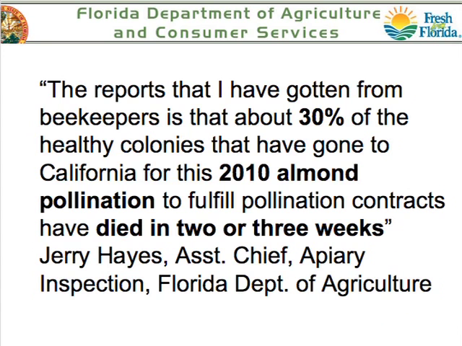Some people say, like my daughter, I had a conversation with her yesterday, she said, I thought things were better. Well, they're not. They actually continue to occur, and this is an inspector from the Department of Agriculture in Florida. What he heard is that all the bees went to pollinate almonds in California in 2010, and 30% of them died in a very short time.